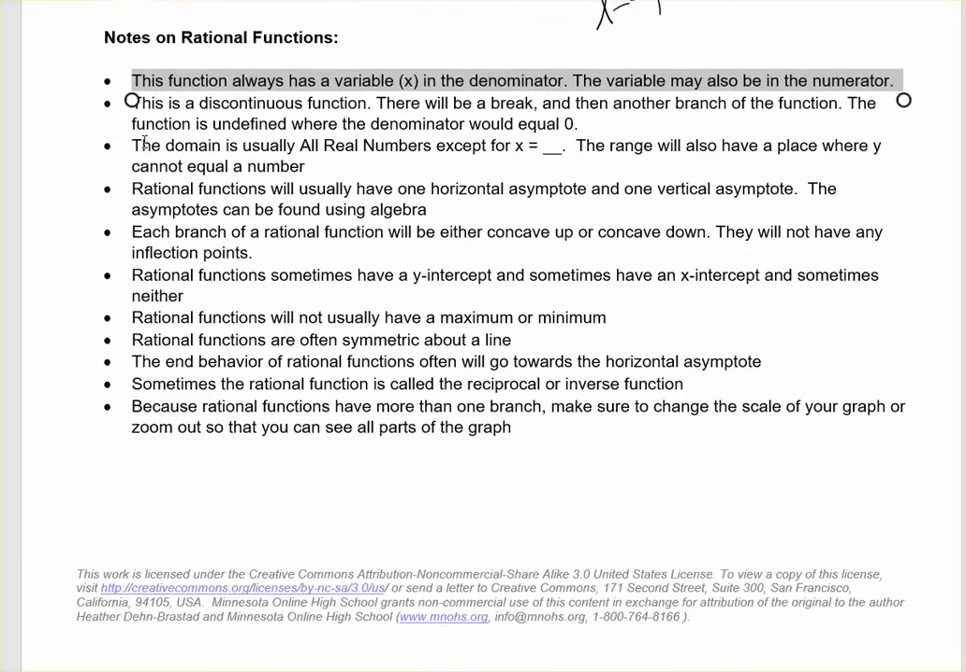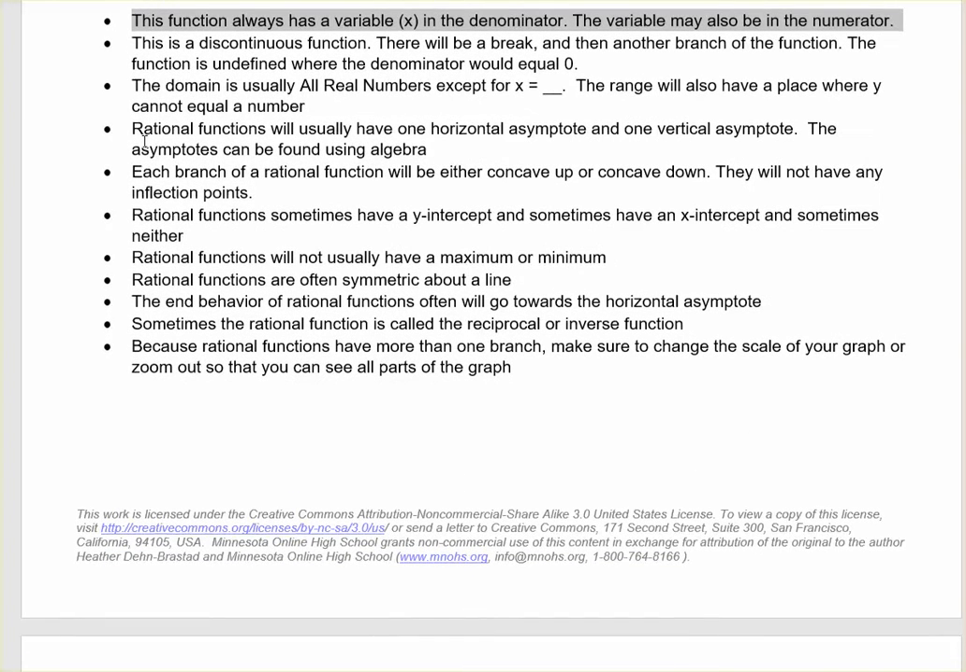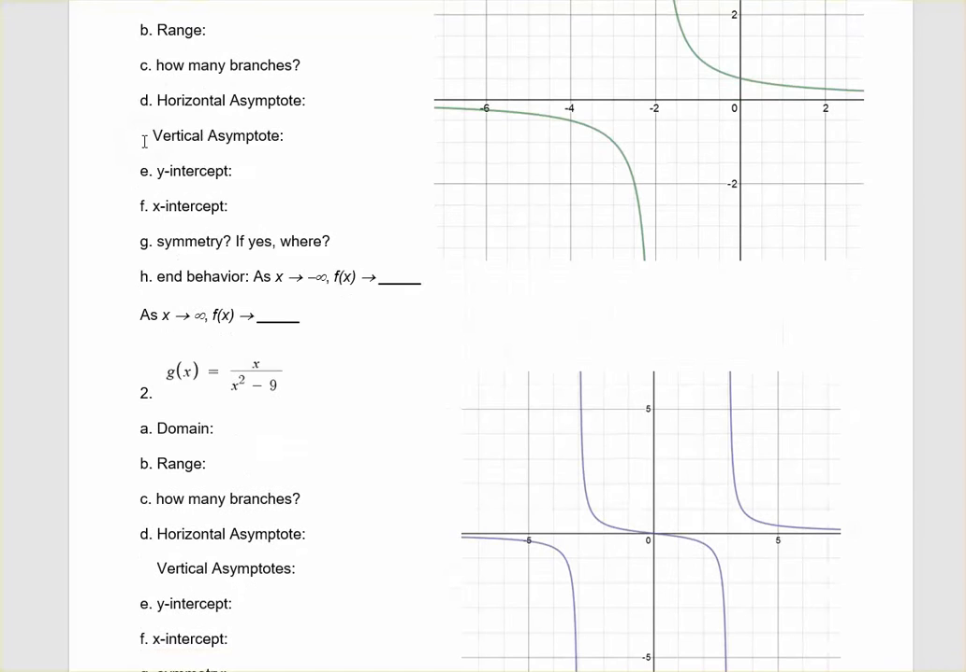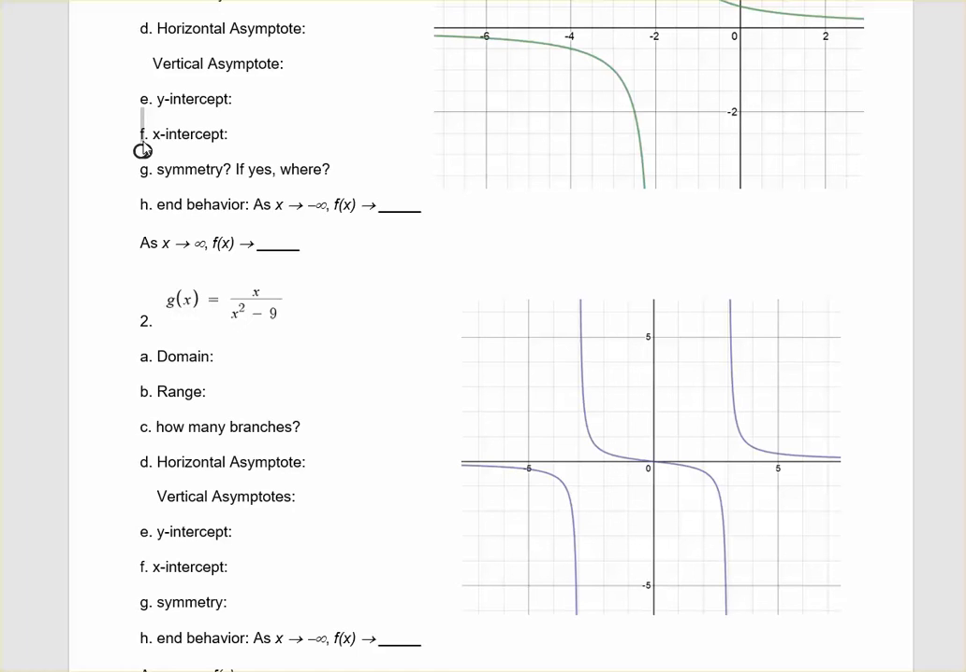And make sure that you change your scale so that you can see all parts of the graph. They'll always have more than one graph. There's an example on, did I put this yet? Yeah, look at number 2 here, it has 3 branches. So there'll always be more than one branch.